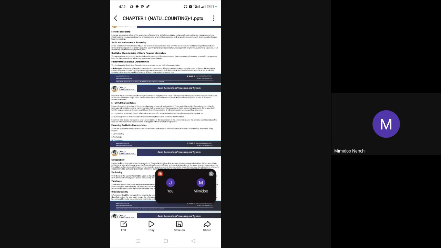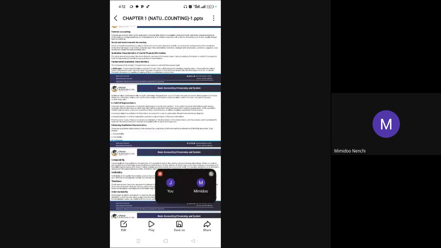Then the last one is now free from error. Free from error means there are no errors or omission in the description of the phenomena, and the process used to produce the reported information has been selected and applied with no errors in the process. That is, the information you have is free from error. No mistake, no error from the information being presented. Are we together?